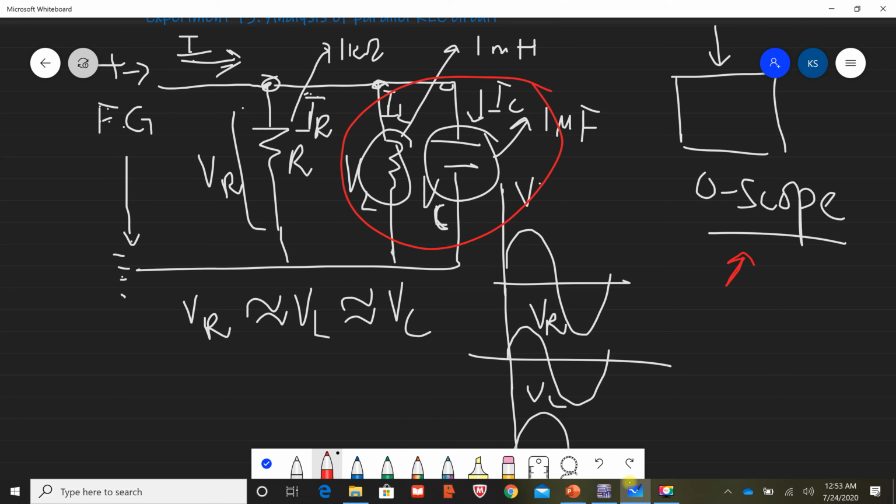Now there are two important things that you need to understand before trying to implement it. First, you should have a theoretical concept about the input voltage, input current and the overall impedance.